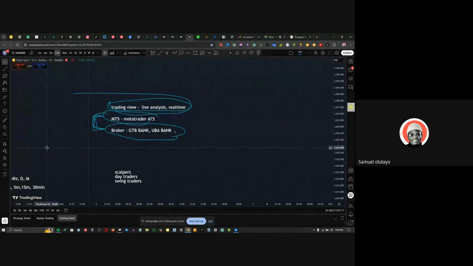Okay, so I believe that was simple enough. Those are the three tools, or three apps, that you are going to be using. There are many other apps that you'll be using anyway, but these are the three basic fundamental apps that you're going to be using on your trading journey. And you are going to be needing these three for a very, very long time.